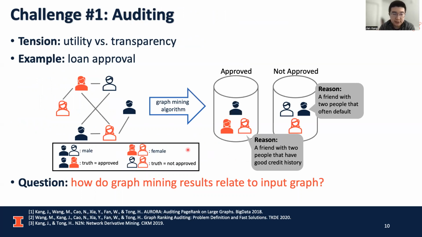And for example, let's see this example of loan approval again. So we want to audit why a model makes a specific decision to some certain loan applicants. So the key question we want to answer is, what is the implicit relationship between the graph mining results and its input graph?